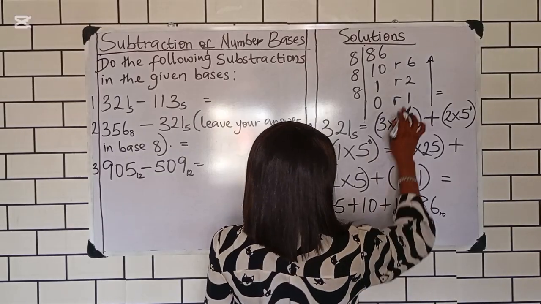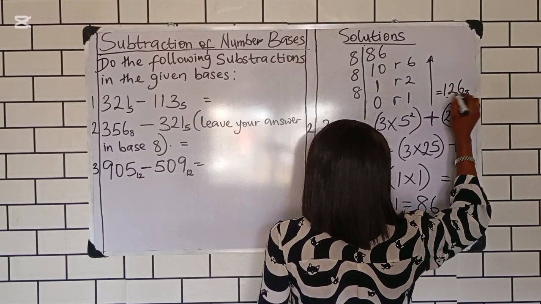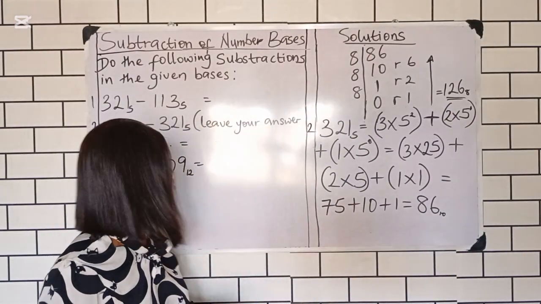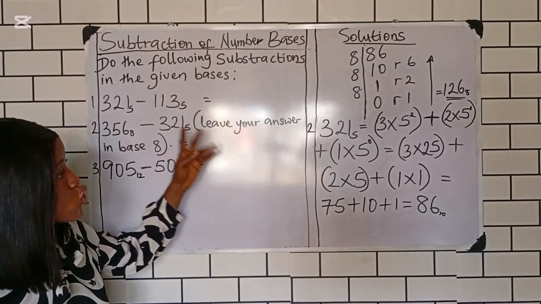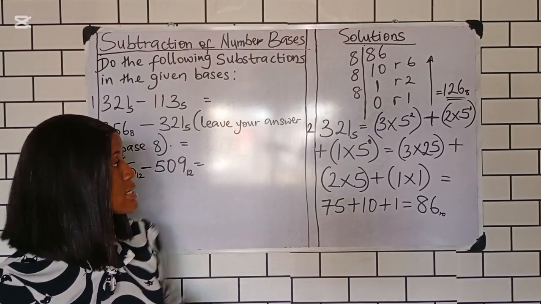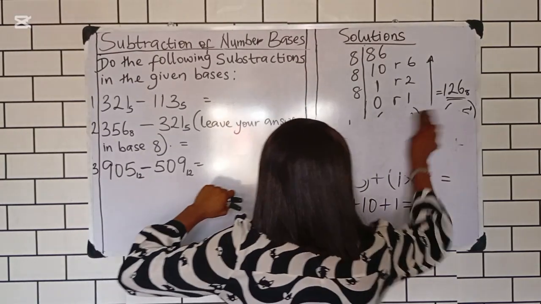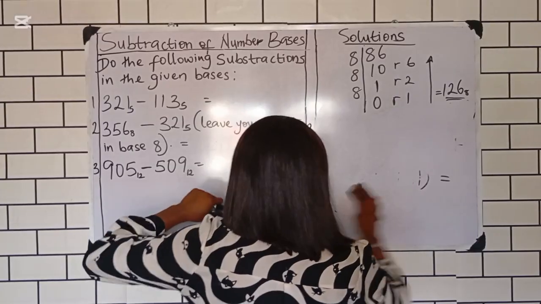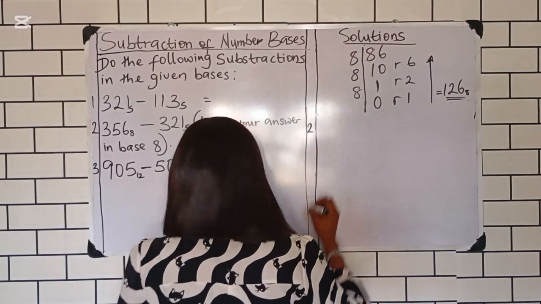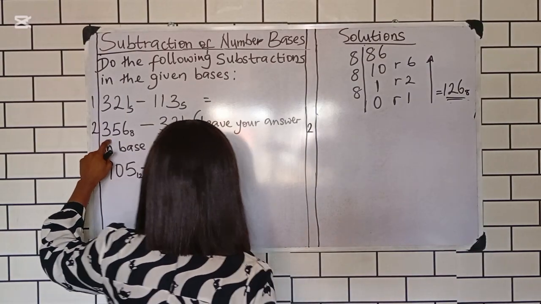Now we pick from the bottom. We have 1, 2, 6 in base 8. This is 1, 2, 6 in base 8. We have not gotten the final answer. We just converted this 86 to base 8, which gave us what? 126. Now, this number 2 here, we're going to subtract 126 from 356.